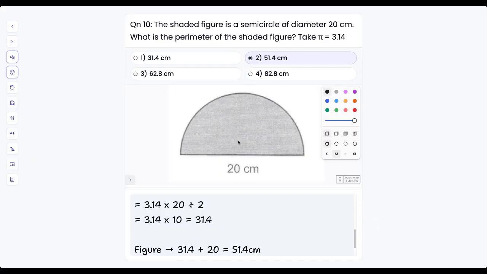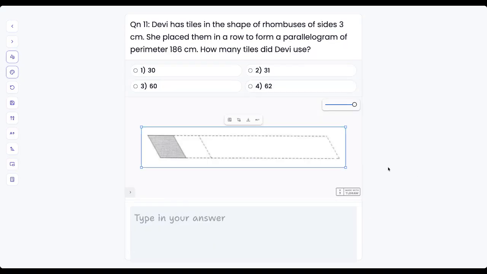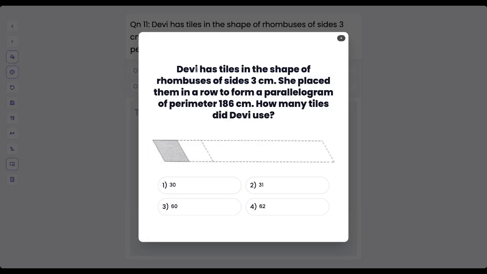So before we go to the next question, I just want to highlight this part. All right, question 11. Devi has tiles in the shape of rhombuses of side 3 centimeters. She placed them in a row to form a parallelogram of perimeter 186 centimeters. How many tiles did Devi use?